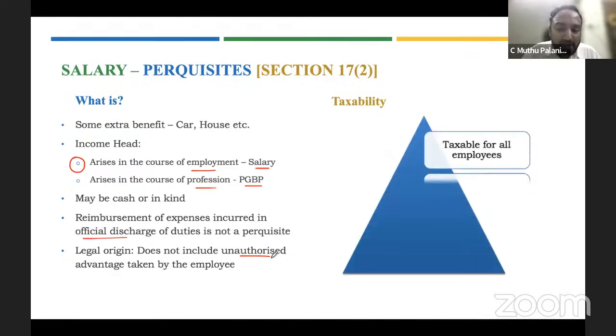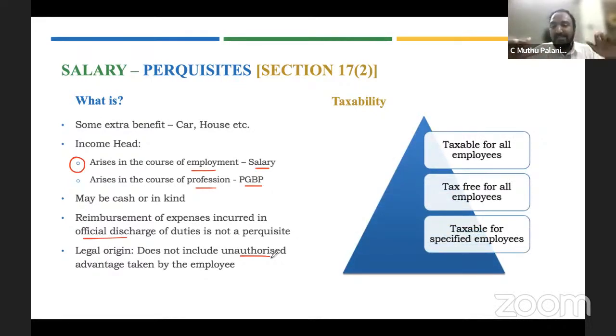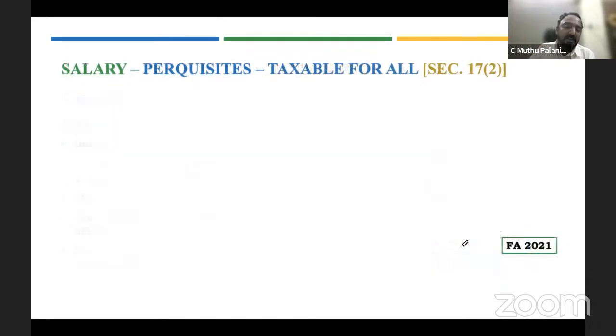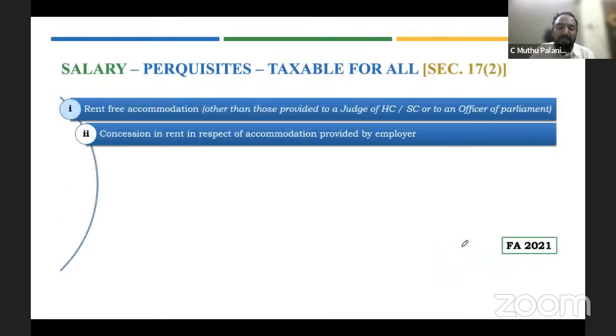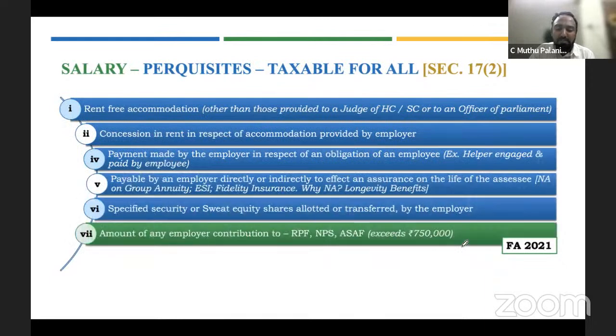So what about the taxability of perquisite? Some perquisites are taxable for all employees. Some perquisites are tax-free for all employees. And some are taxable only for specified employees, and not taxable for non-specified employees. So of course, I should know who is a specified employee. These three is what we are going to understand. Of course, we'll understand what are all the types of perquisites there could be.